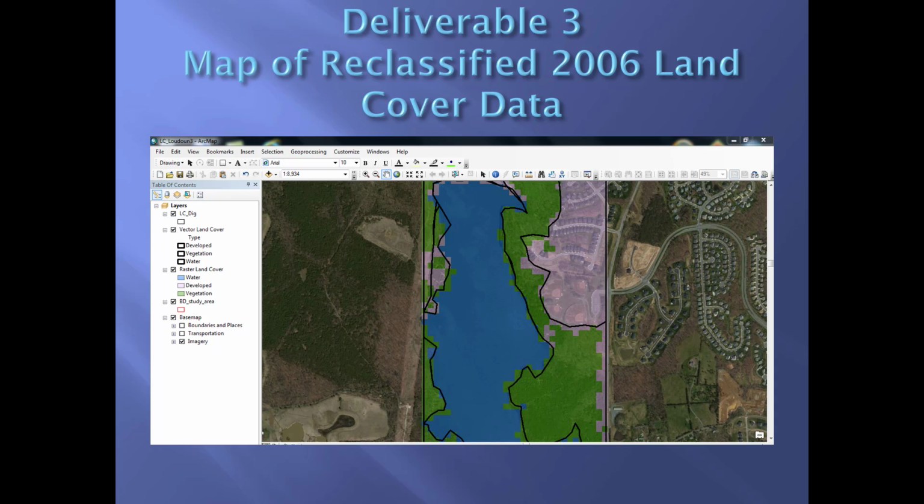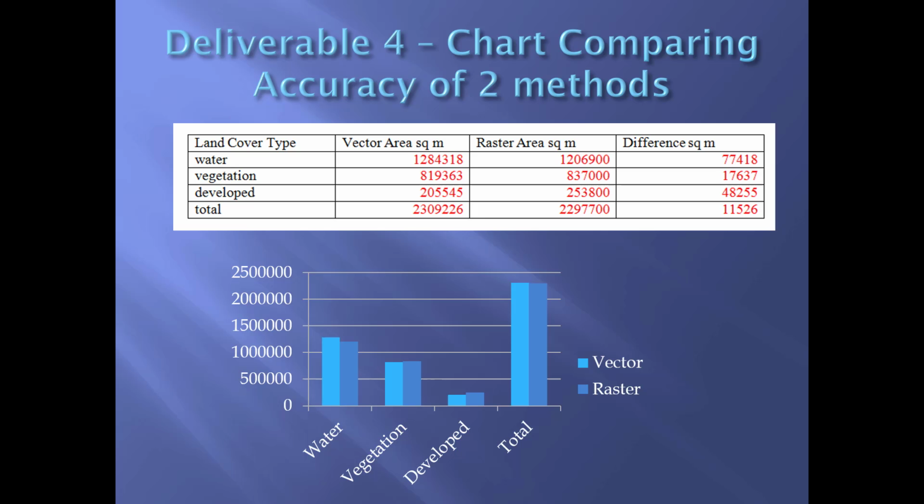And for deliverable 3, you will want to submit a map of reclassified 2006 land cover data. This can also be a screenshot. So please pay attention in your modules to what is required as a PDF and what is acceptable as just a screenshot. For deliverable 4, you need to submit a chart that compares the accuracy of your two methods, either a table or a bar graph. I show both here. You don't need to submit both, but you do need to compare your vector area versus your raster area, and then discuss or show the difference.